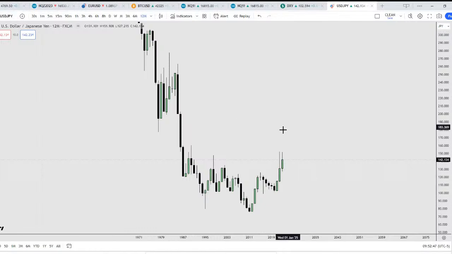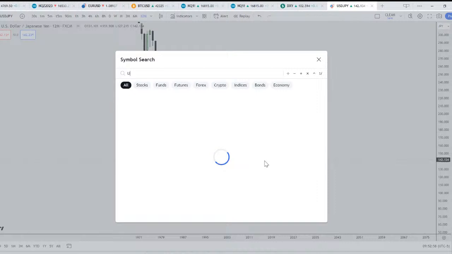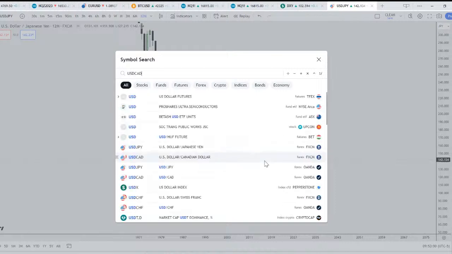So that means, because USD is at the front, it's going to indicate that the dollar is going to rally if this is bullish. Okay, right, we have another one, USD/CAD.